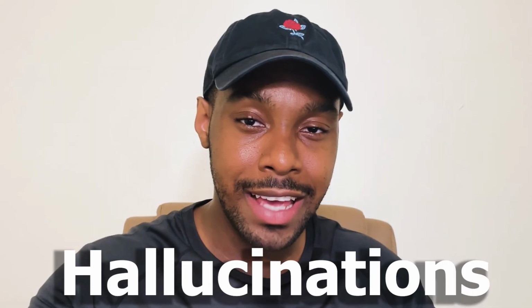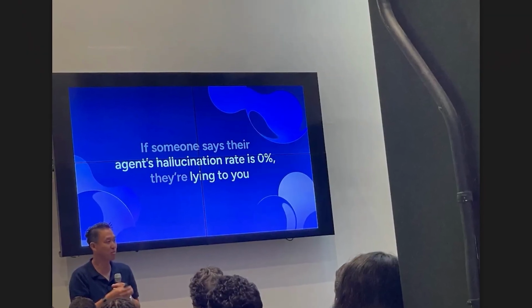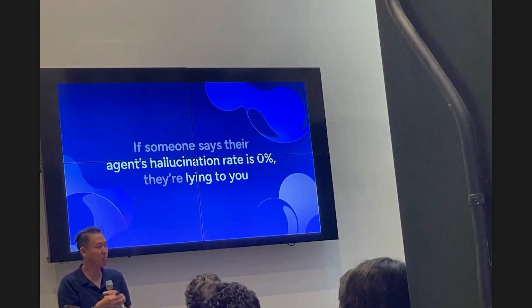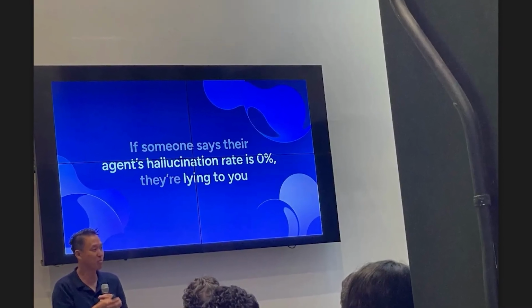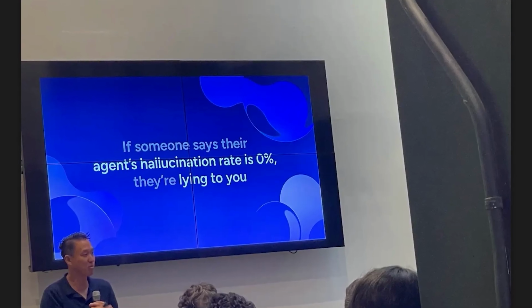So, I was actually at a Shopify event recently, and I saw this person put this up on the screen during their presentation that I thought would be perfect to include in this video. So the person said in their presentation, if someone says their AI agent's hallucination rate is 0%, they're lying to you. Now, they were talking about using AI agents on a Shopify store specifically, but I think this works really well for having it produce code for you too.